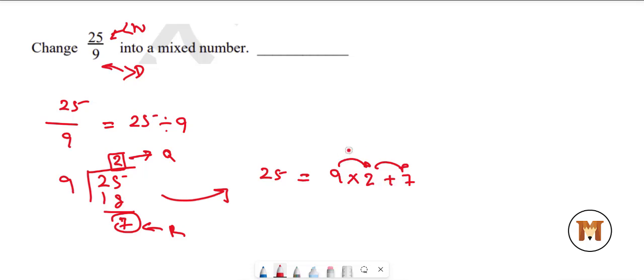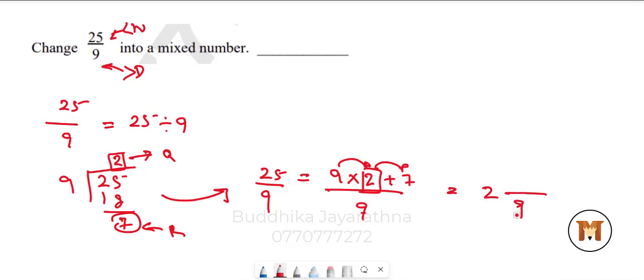So now this is what I'm going to apply. I write the 25 the same as it is, and again I write the denominator, because the denominator is 9. So this is equal to this. Here now you have a whole number, so I'm going to take that whole part to the front, and I write 9 as the denominator, same as here.